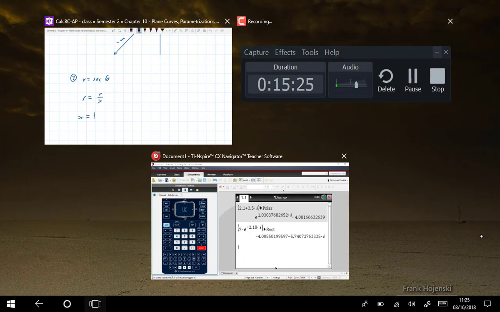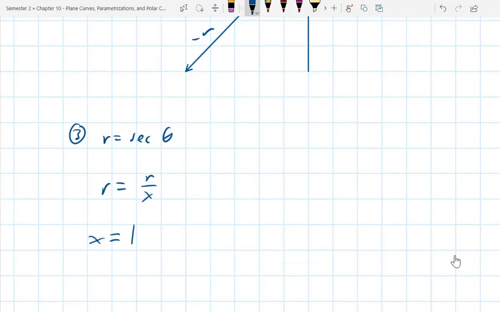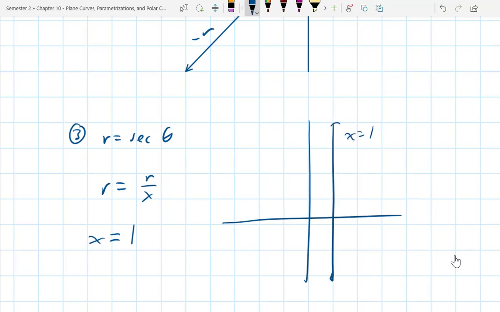I did not need it to do that. Okay, there's that. X equals 1. Okay, moving on.